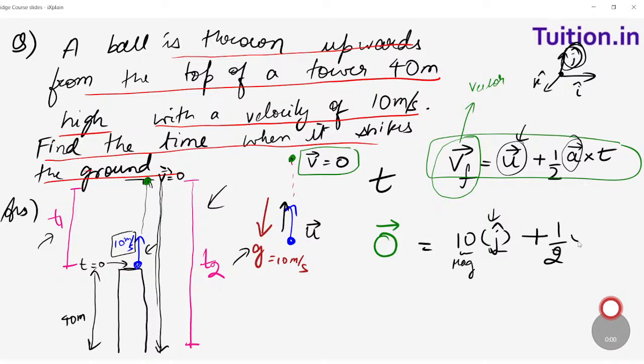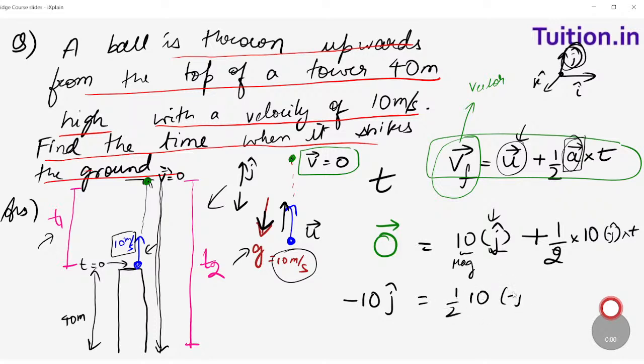I know the magnitude of the acceleration vector is 10. That's given to me. But I don't have the direction. I need the direction also, because this a bar that you're seeing is a vector and not a scalar. So how will you get the direction? You need the unit vector in the downward direction. So if upwards it's plus j, what will be the unit vector in the downward direction? Minus j cap. So minus j cap into t. That's all, people. So you have a minus 10 j cap is equal to half into 10 into minus j cap into t.